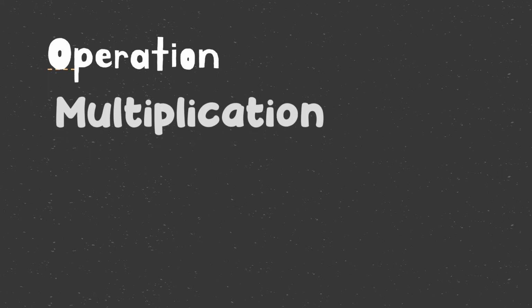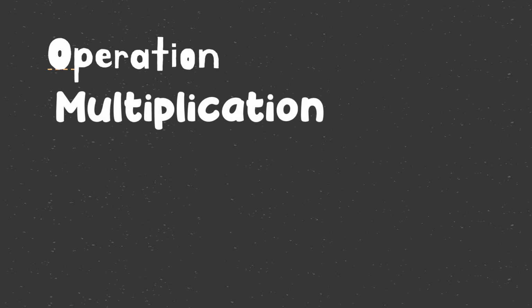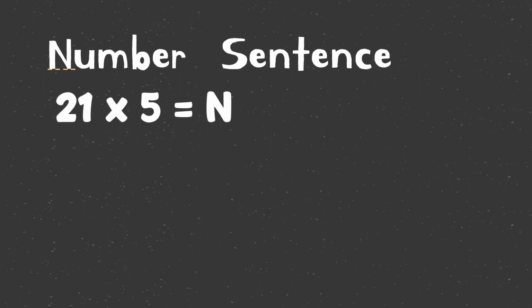O stands for operation. Determine the operation to be used. Since ang topic natin ay multiplication, ang ating operation din ay multiplication. N stands for number sentence. Imumultiply lang natin yung given facts. 21 times 5 equals N dahil hindi pa natin alam ang ating product.